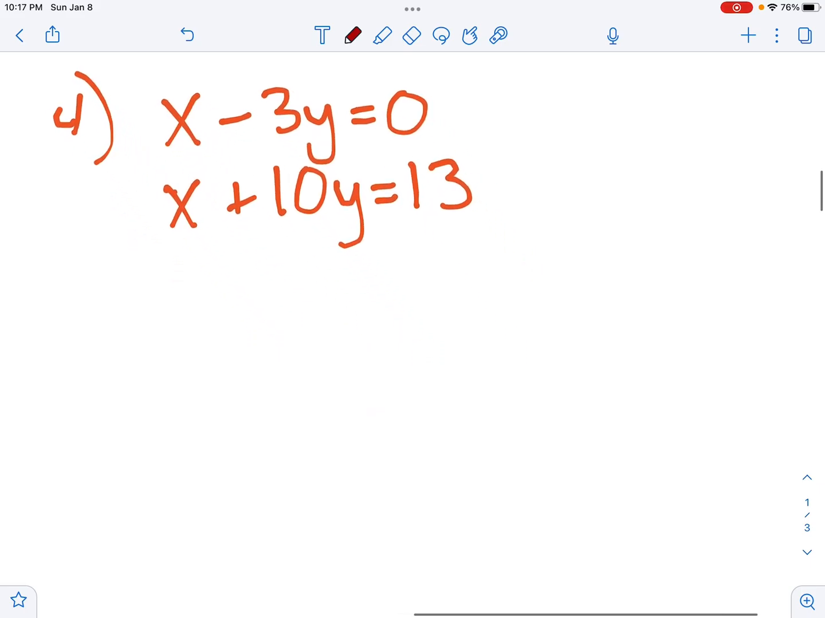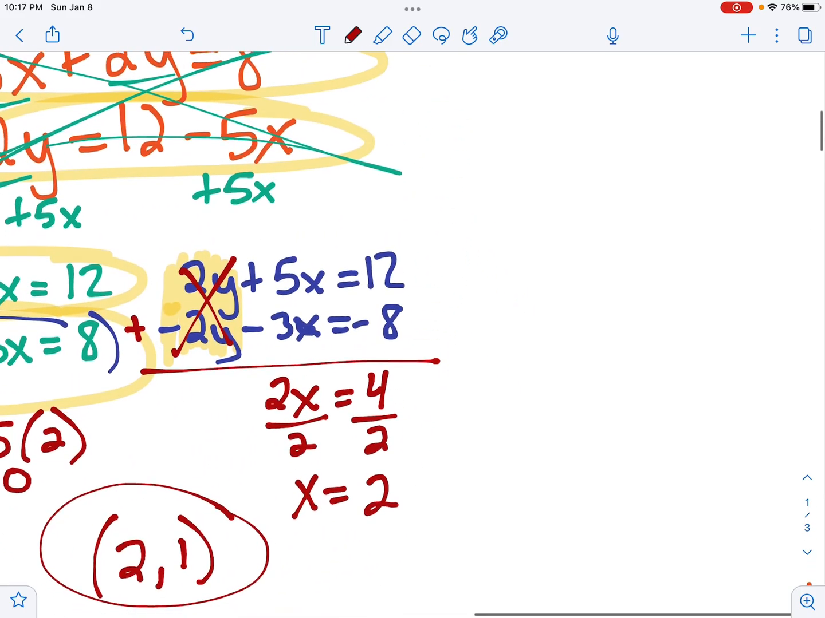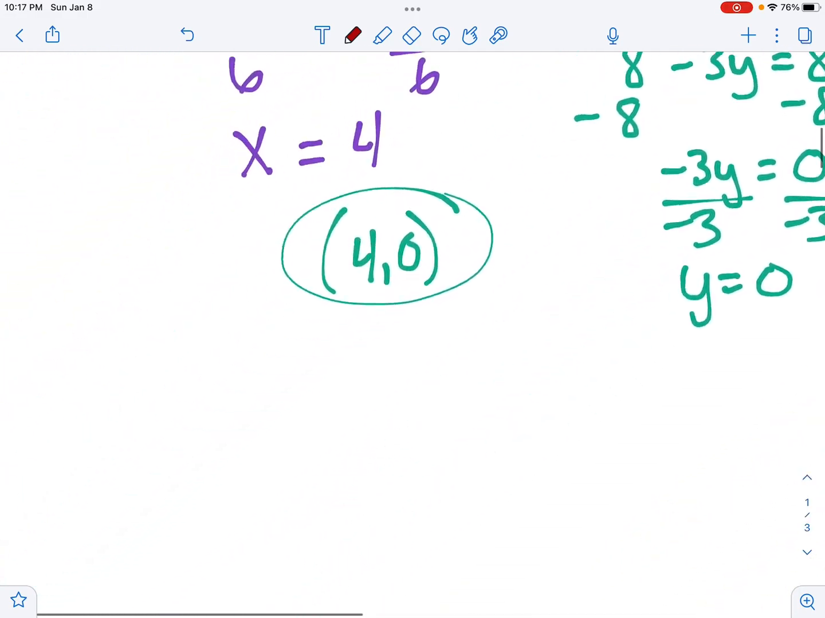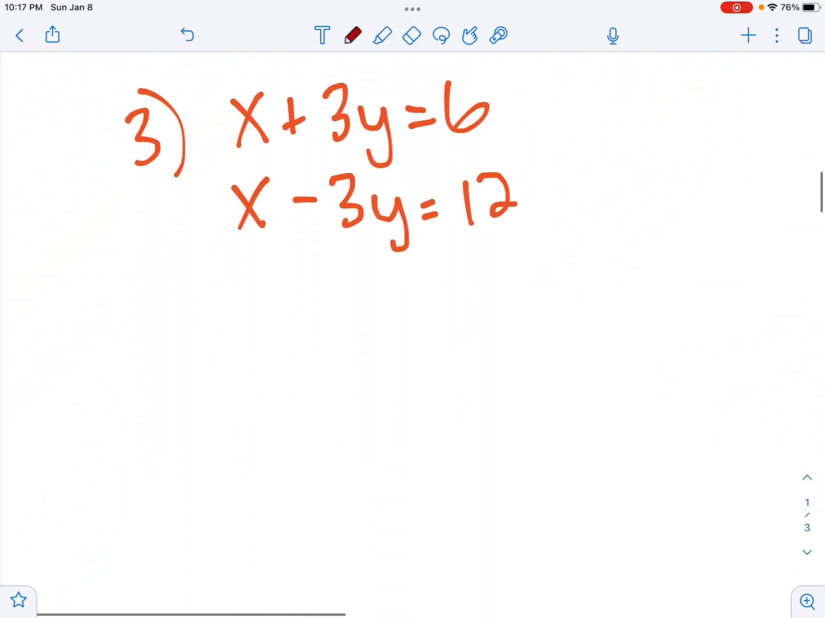What happens on the next one? Let's look at this guy. Take a second, see if you, actually let's do this one. Take a second, see if you can do this one.